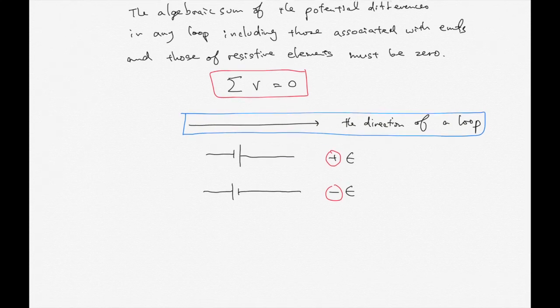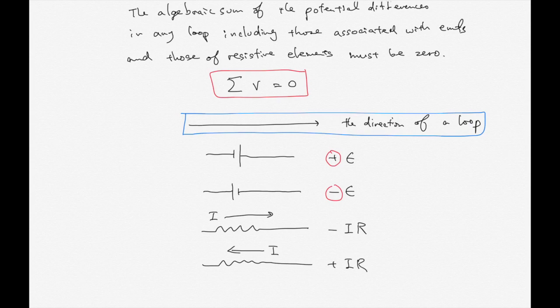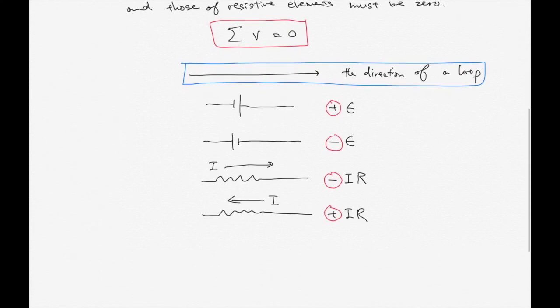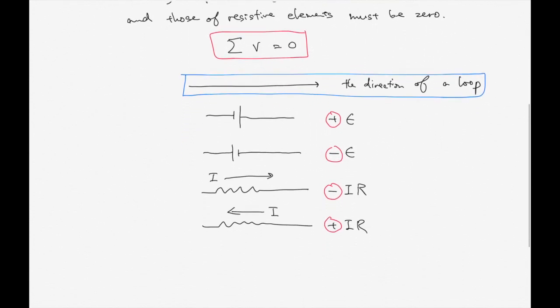If we consider the resistor, then if the current is in the same direction as the loop, in this case it is a negative IR. And if the direction of the current is opposite with respect to the direction of the loop, this is a positive IR. So you have to be careful about this sign. Then we can go back to the original questions.